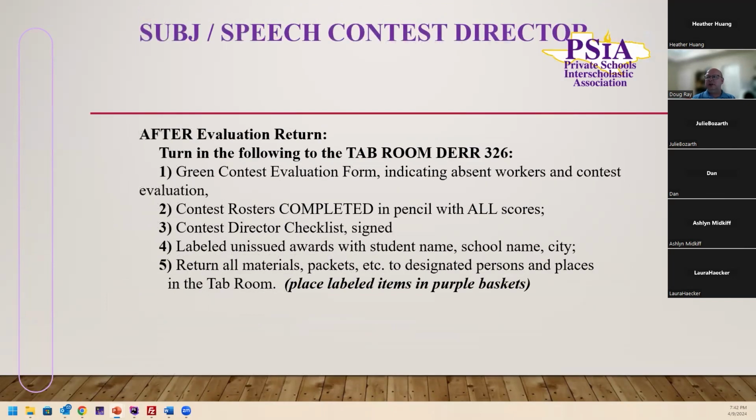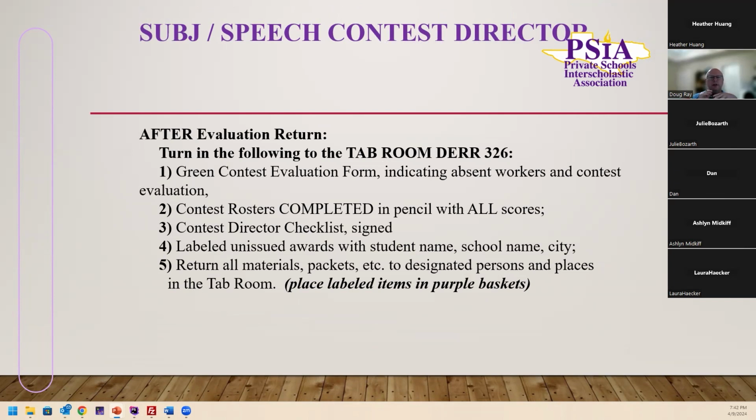After evaluation return, come back to the tab room, fill out the green evaluation sheet indicating any absent workers. Make sure the contest roster is completed in pencil, sign the roster, sign the checklist, turn all that in, make sure everything got labeled, and return all the material back to us.